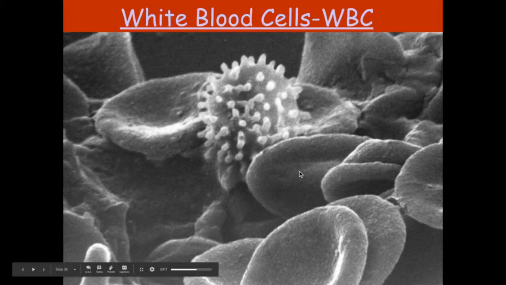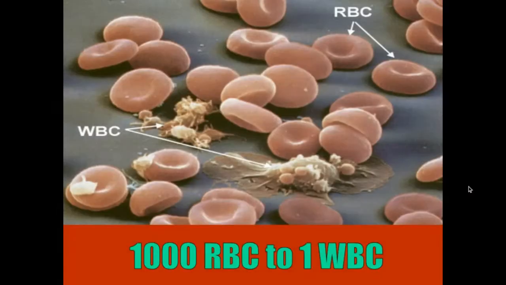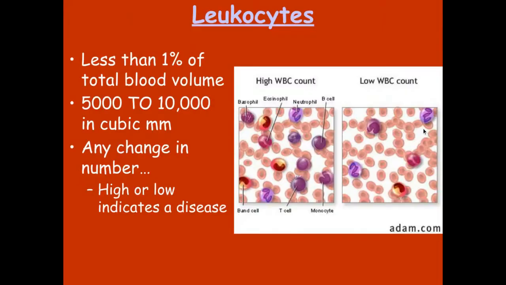Okay, so white blood cells. This one right here in the center is a white blood cell, and these ones are all the red blood cells. All right, once again, red blood cells and white blood cells. There are 1,000 red blood cells to one white blood cell, which is just the ratio of our blood. Red blood cells are those oxygen carriers, carbon dioxide carriers, and the white blood cells are for our immunity.